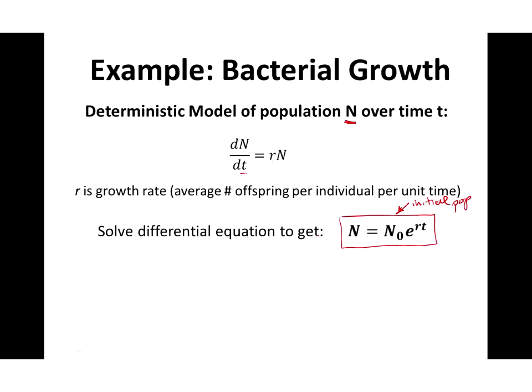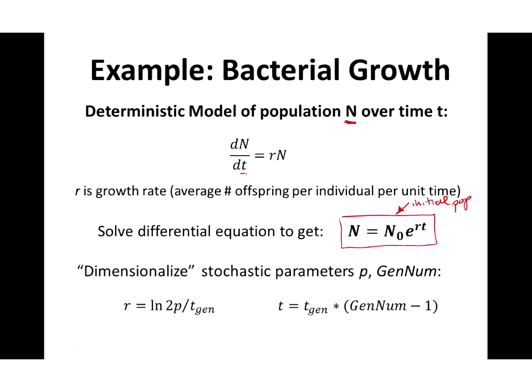One of the things you run into, however, whenever you're trying to match up a deterministic model with a stochastic one, is that you need to do what one might call dimensionalizing the stochastic parameters. So for example, in our statistical model, we talk about generation numbers. That is, we're talking about the first generation, the second generation, the third generation, and so on. But in our deterministic model, we don't have anything to represent generation numbers. Rather, we have time. And of course, those two things are related.